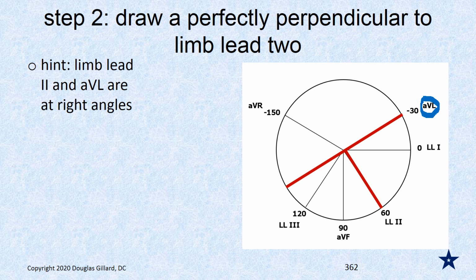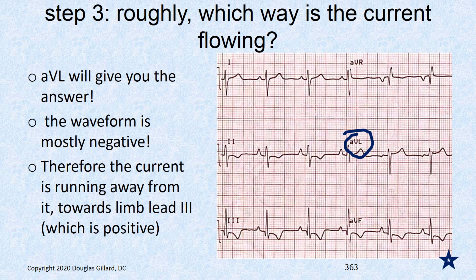Now the question is, is the current flowing this way or that way? Who can we look at to answer that question? Well, it's flowing right at AVL. That's going to tell us the story. If AVL looks like this, is the current heading toward it or away from it? So roughly, which way is the current flowing? AVL will give you the answer. The waveform is mostly negative.